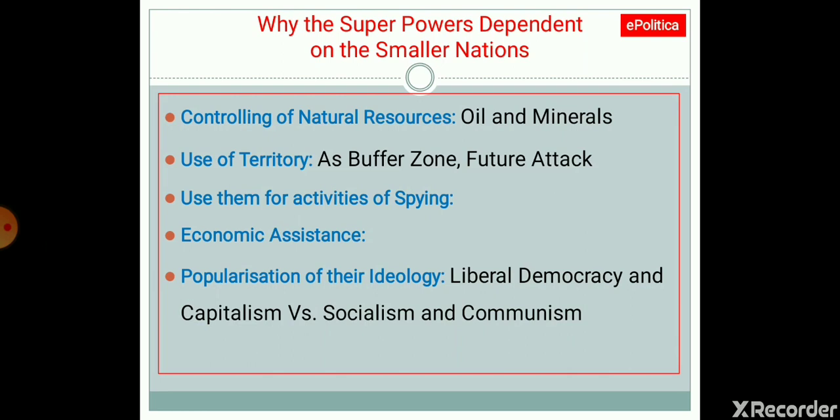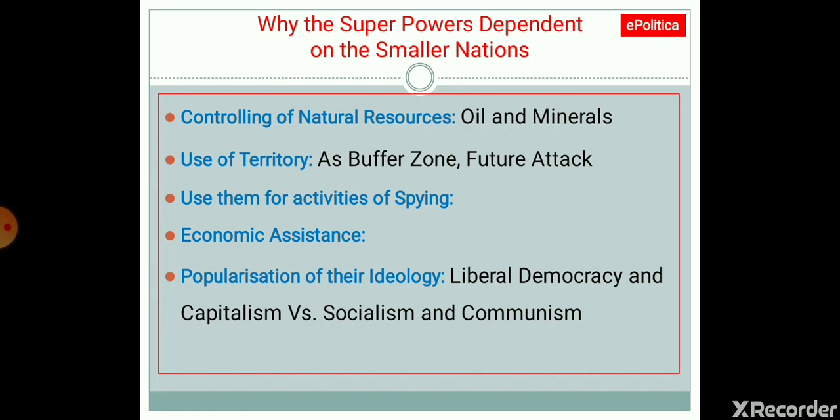The first one was controlling of natural resources. The smaller countries of Europe and Asia were quite known for their natural resources. For example, they were known for oil, they were known for minerals. In order to control the oil sector and mineral sector of these smaller countries, the superpowers tried to make relationships with them. So that is one reason why the superpower countries were trying to depend on the smaller countries.